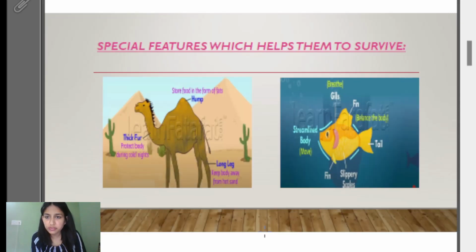Special features which help them to survive. We are saying that the camel stores food in the form of fats in its hump. So when we say what type of adaptation this camel has, the camel has stored food in the form of fats in its hump, and thick fur. Just let me zoom it a bit so that it will be clear.